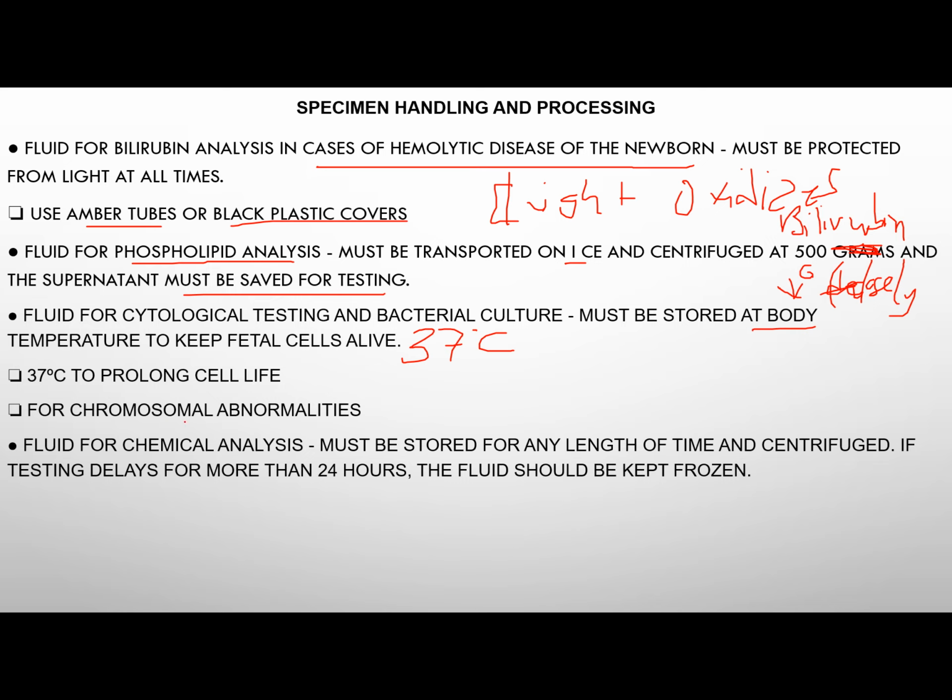Then for chromosomal abnormalities as well. Then fluid for chemical analysis must be stored for any length of time and centrifuged. If testing delays for more than 24 hours, the fluid should be kept frozen.